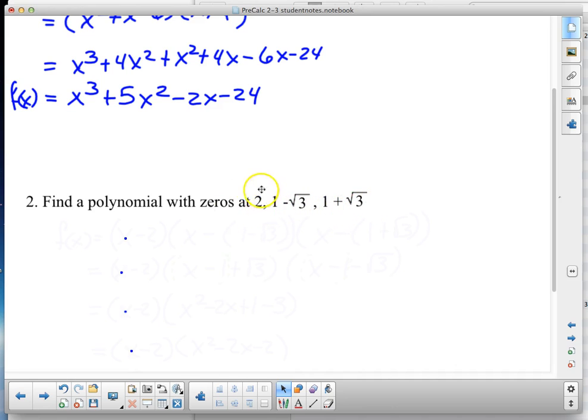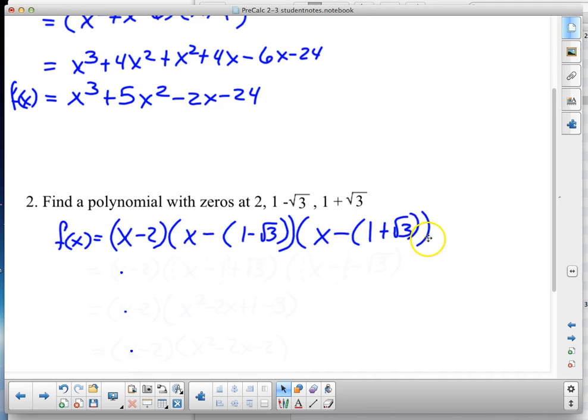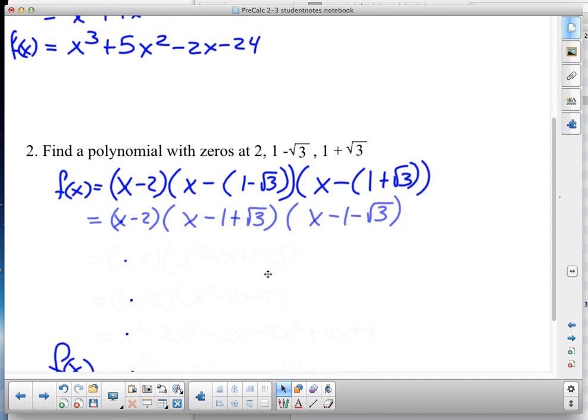Now this is going to be x minus 2, x minus the quantity 1 minus the square root of 3, and x minus the quantity 1 plus the square root of 3. And that's what we've got going here. So now we're off to the races to multiply these out. And there are some people that aren't very good with doing this stuff. We got to get better.